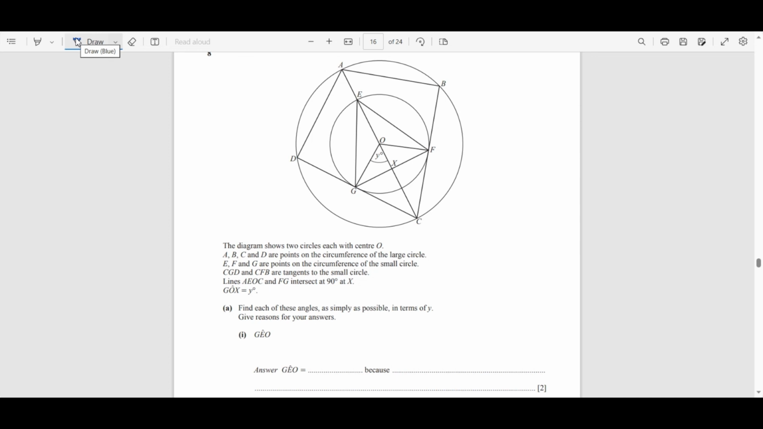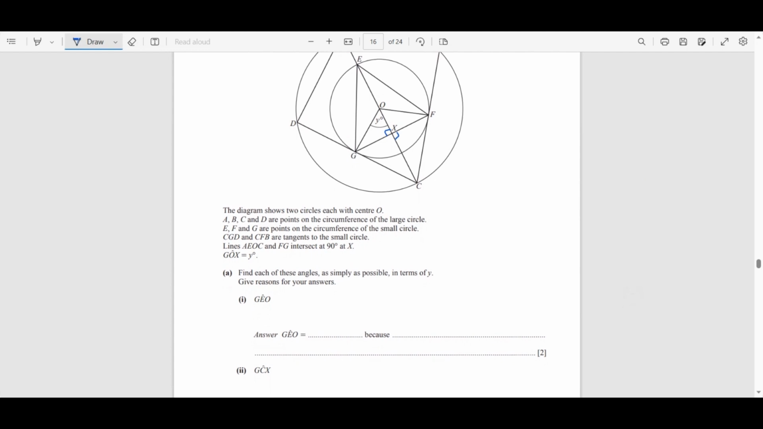And the lines A, E, O, C and the line FG intersect at X at 90 degrees. So this X, all the four angles are 90. I'm just going to write it down. This is 90, this is 90, alternate, everything is 90, 90, 90. Right. So yeah, all four angles are 90. I'm not mentioning all of it.